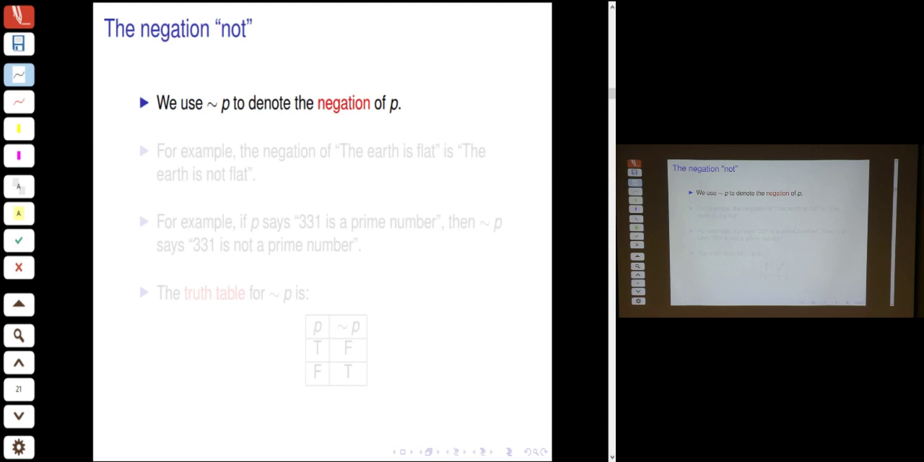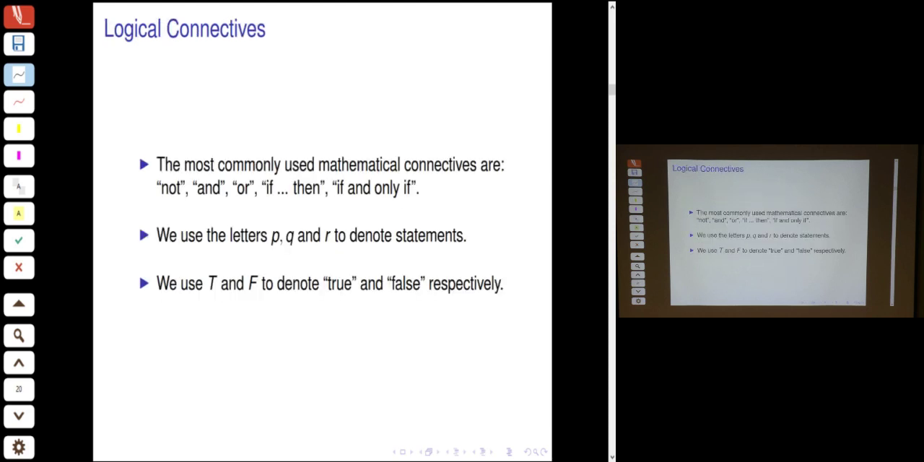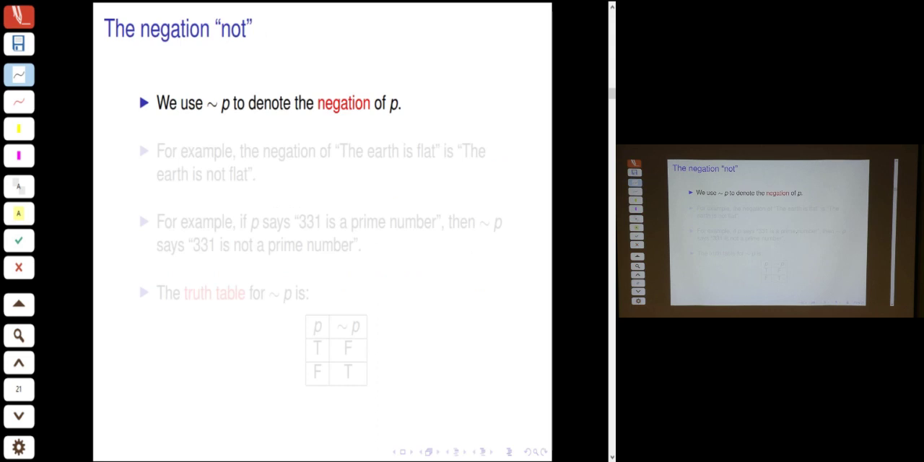Okay, so now we want to look at these five words. We study them one by one to see their so-called truth table. What are the effects they have on the truth? So first let's look at negation, not, right? We use this squiggle symbol to denote the negation of P. You may see in other textbooks people use other notations. Well, it doesn't matter, right? In this textbook, we use this to stand for negation.